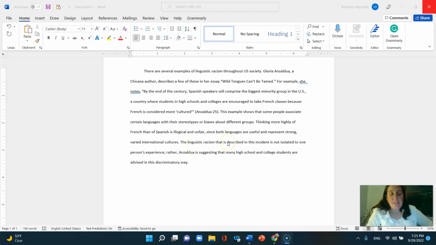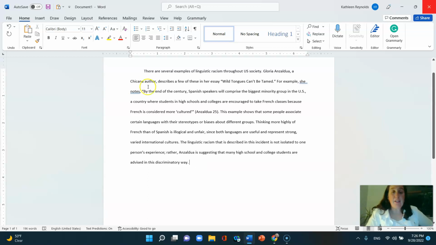The linguistic racism that is described in this incident is not isolated to one person's experience. Rather, Anzaldúa is suggesting that many high school and college students are advised in this discriminatory way. So in this part, I might be adding some other examples in my essay that show an example of linguistic racism that happened to one person. So in this example, she's saying that it could happen to quite a few people. She's saying it's a broader example. So that's why I felt like that was important to mention.